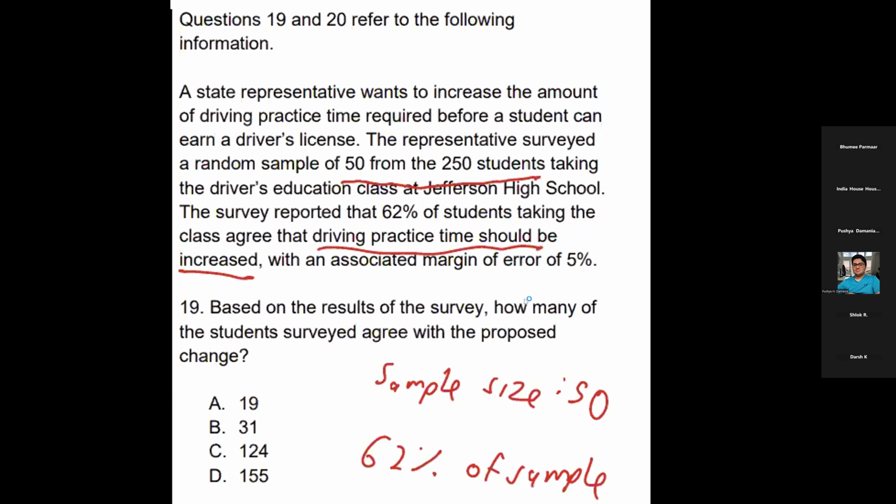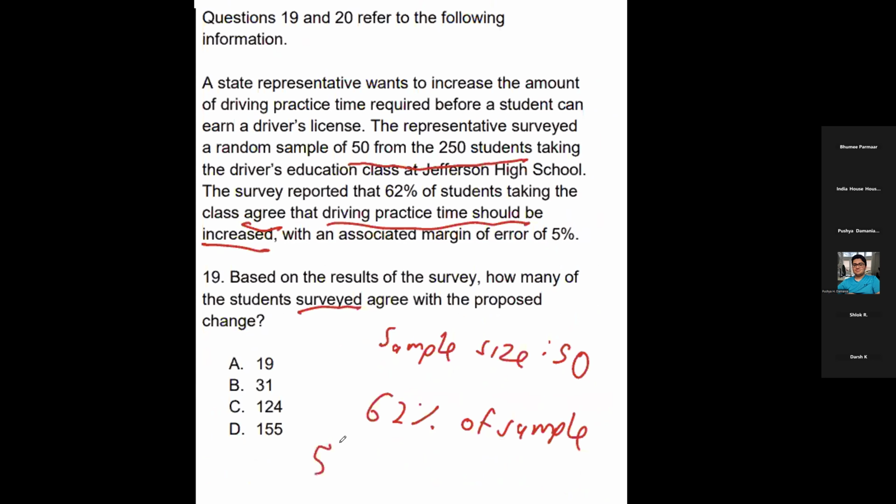So it says, based on the results of the survey, how many of the students surveyed? So this means surveyed refers to the sample. Agree with the proposed changes. So we know the sample size is 50, and we know that 62% of them agree. And so based on that, we just have to do 50 times 0.62, which gets us about 31. Correct answer is choice B.